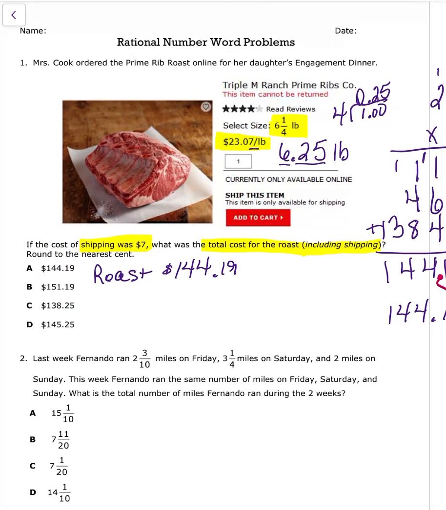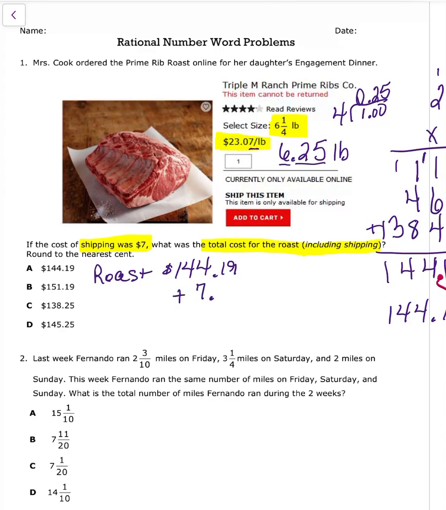So let's reread the question and make sure we have it. All right, it says, if the cost of shipping was $7, what was the total cost for the roast, including shipping? Well, have we included shipping with this? No, this is just the cost of the roast. So we have to add the cost of the shipping. So we're going to say plus $7.